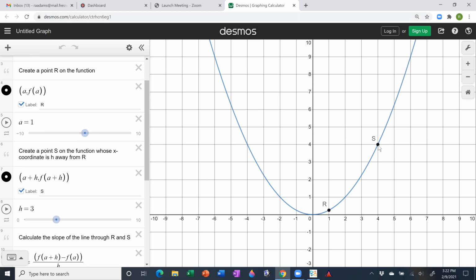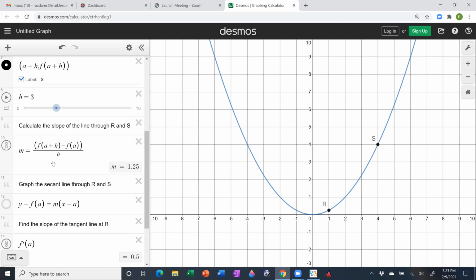And then this other point on the graph, s, that's going to be a plus h. And with the sliders in Desmos, I can set h to be whatever I want, and right now I have it set at 3. So these are just two separate points, r and s, on the graph. And if I slide a around, as you can see, they'll move around a little bit. And of course, I can also move h around and make that point s get farther away or closer. So I've got some freedom to play around with these things. Okay, so that's where I can just define a couple of points to be on the graph.